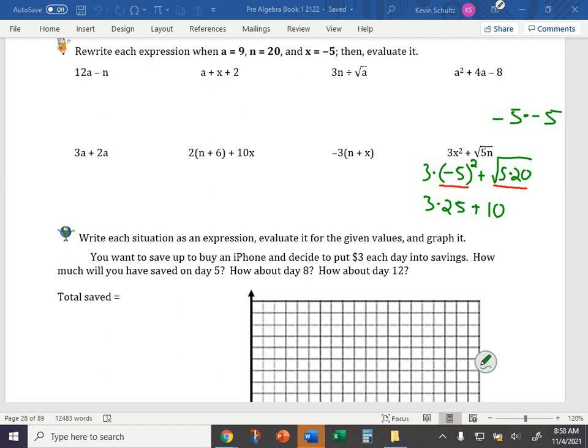Now what do we do next? We've done our exponent, we've done our root. We're going to multiply 3 and 25 next. That gives us 75 plus 10, final answer of 85. Okay?